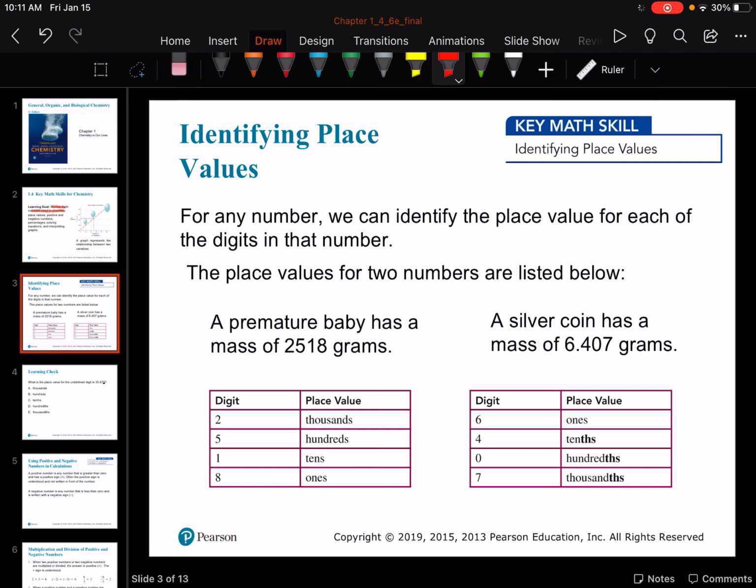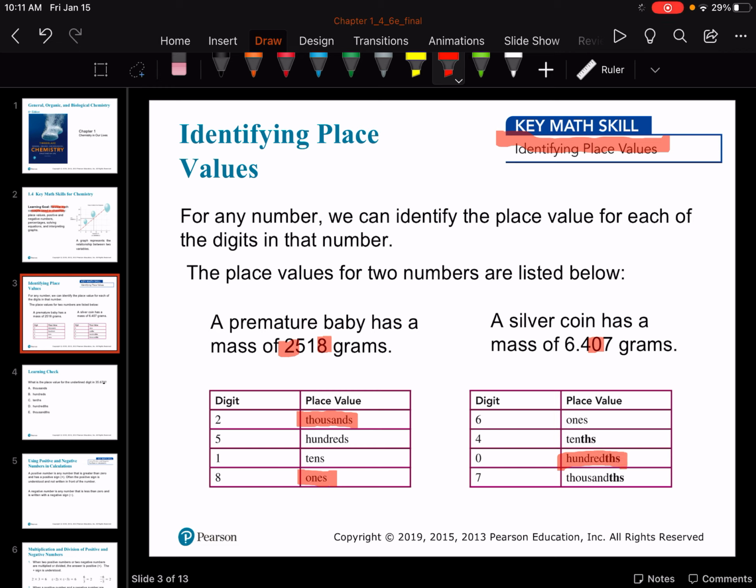So, the first key math skill that we're going to talk about is identifying place values, okay? For any number, we can identify the place value for the digits in that number. And we might look at these two numbers, for example. Here, the 2, in this case, is in the thousands place, right? And the 8 is in the ones place. You see that? And here, the 0, for example, is in the hundreds place, okay?